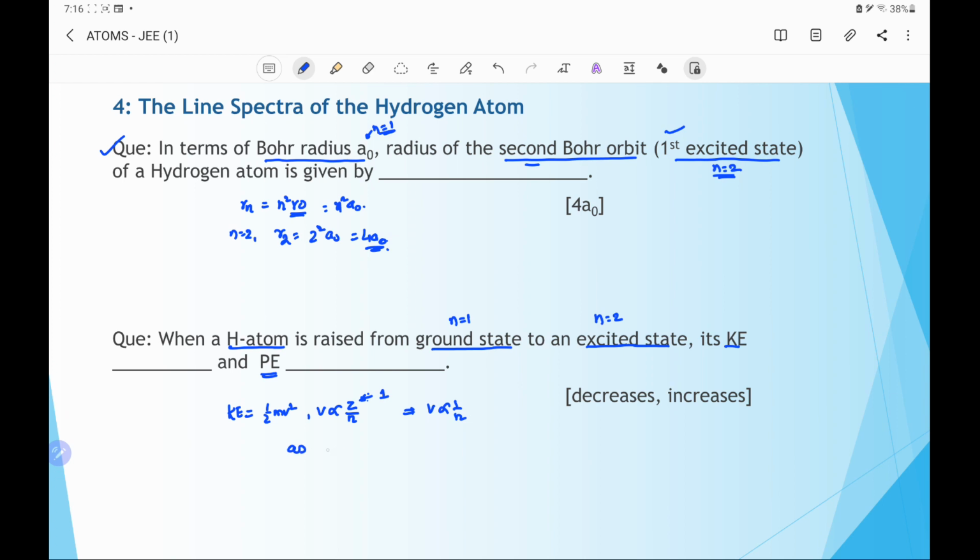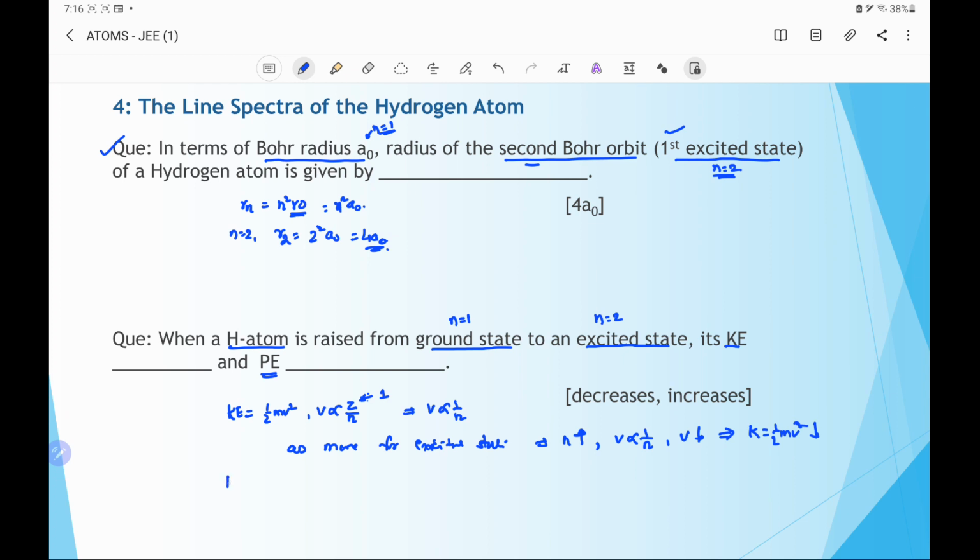As we move to the excited state, this implies that n increases. If n increases, then because v is inversely proportional to n, v reduces. This implies that kinetic energy, which is equal to half mv square, will also decrease. Therefore, kinetic energy will decrease.